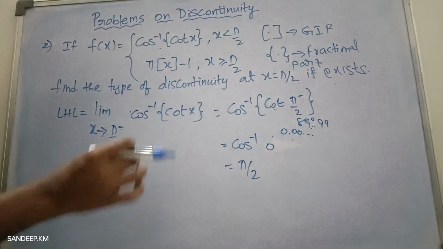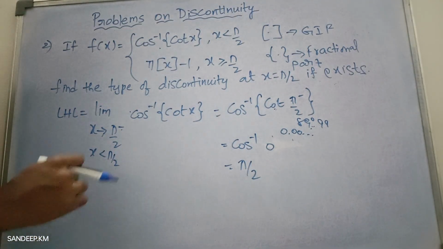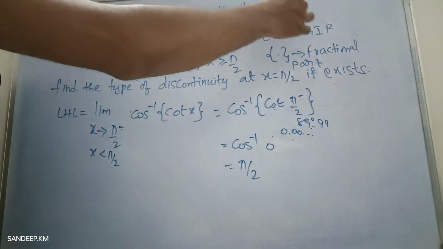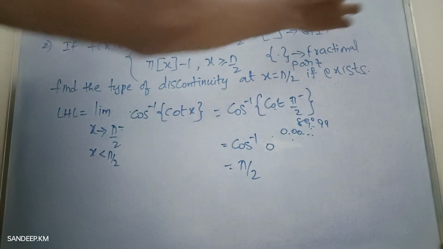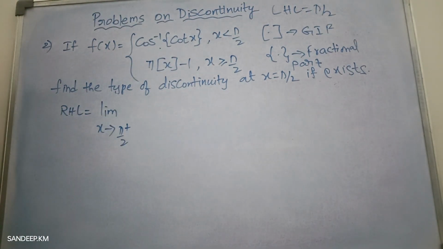The left hand limit is pi by 2. Next, let us see what is the right hand limit. Remember that LHL is equal to pi by 2. Now let us go with RHL.